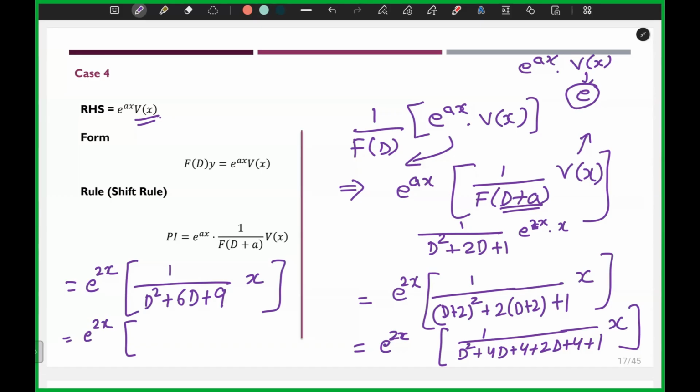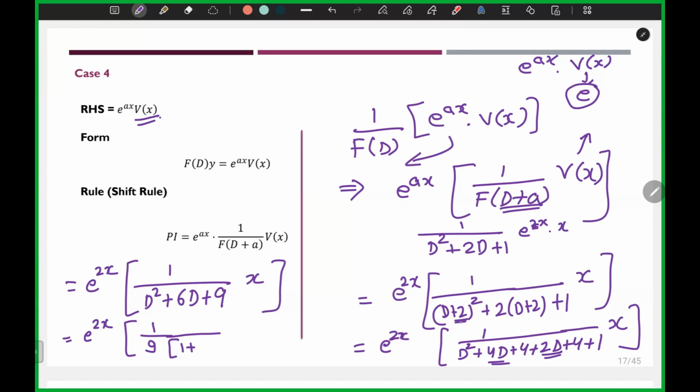Okay, so we can take 9 out, and I think it's (d plus 3) whole square in the denominator if we add the term d plus 3. That gives d square plus 6d plus 9. Anyway, you are saying you have to replace d by d plus 2 or d plus 3.